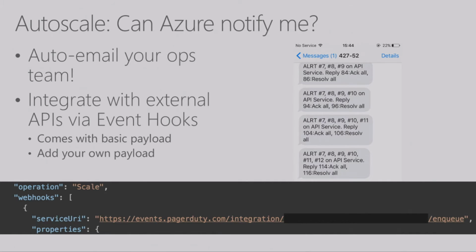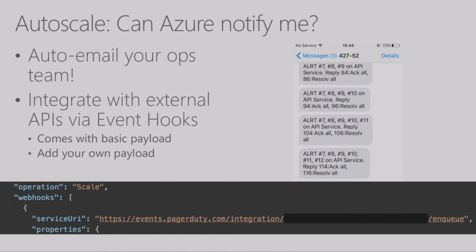So one of the big three things I talked about in the beginning was notifications. So what kind of notifications can Azure give you on your autoscaling? So the first one, as Guy mentioned, you can have automated emails triggered. So when there's an issue or something that's looking odd, you can email your ops team or what have you. I hear that they love it when you do that.